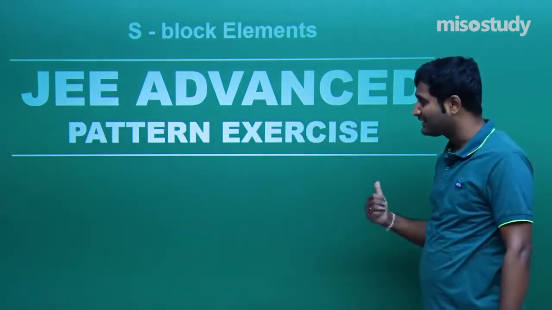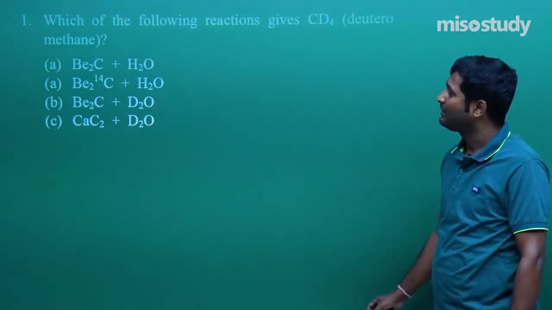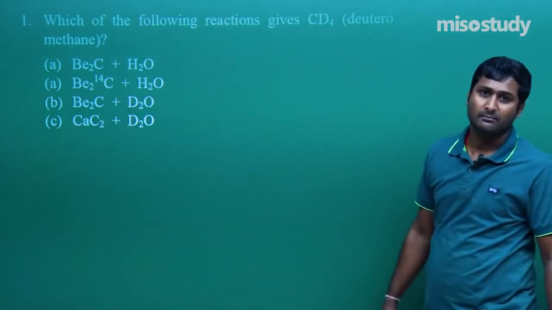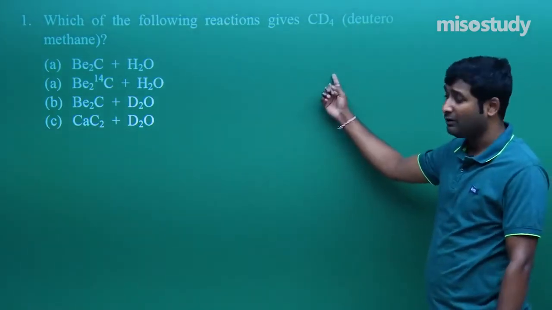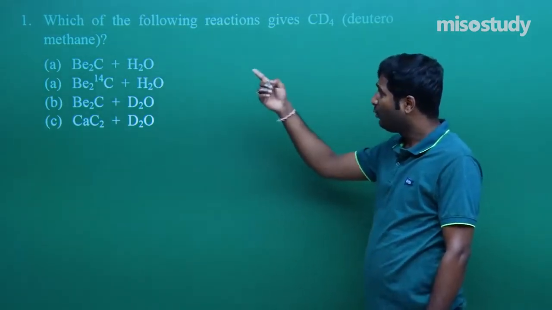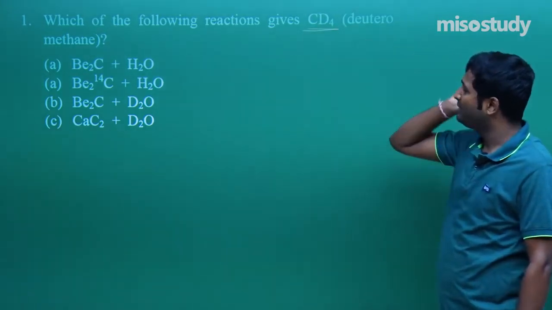So friends, let's start the question answer round, and my first question is, look at it, it's your turn. This question looks easy but it's not so easy. Think on it. It requires deep theory knowledge. Which of the following reactions gives CD4, deuteromethane?